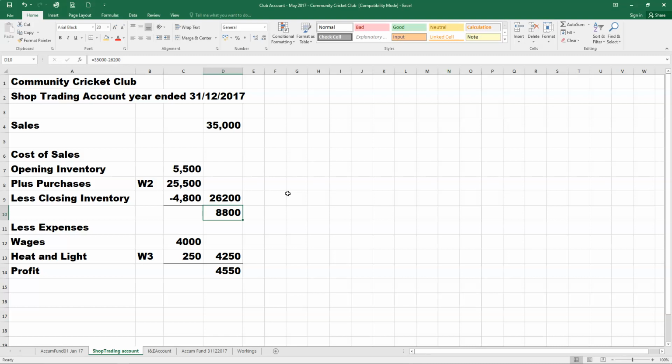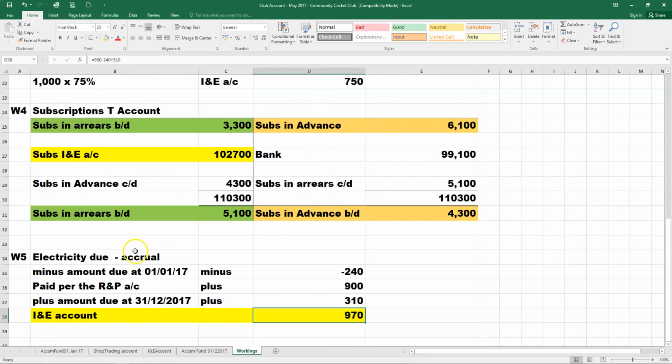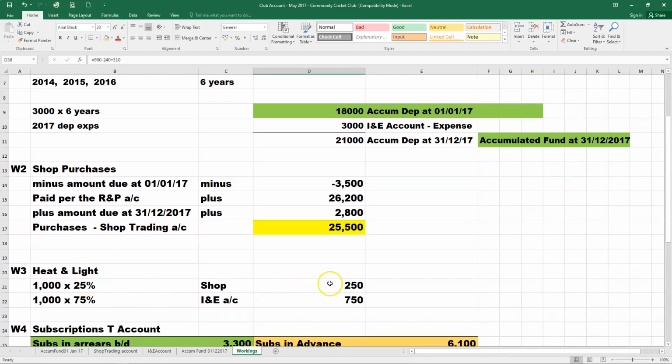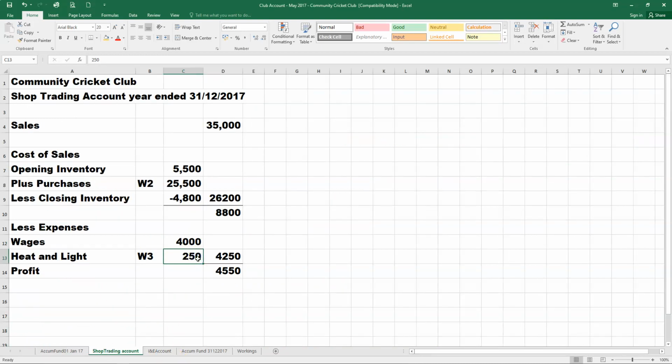Then I need to look at my expenses. So I need all the expenses that are related to the shop itself. So my first one there is wages for a part-time shop worker, and that is €4,000. So I'm going to use that. Then we have heat and light, and remember from working 3, we said in our workings here, 25% of the heat and light was for the shop. So that is €250 coming into my trading account. And you go down through it then and see is there anything else that we should be putting in. So we have travel expenses, ground repairs, water charges, insurance, electricity. And we're not told that any of this is for the shop. So we're going to have to take it that it's for the club itself.